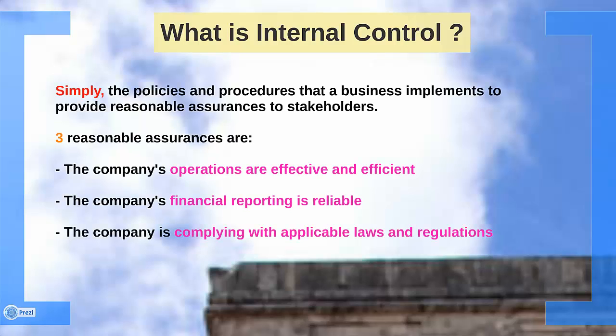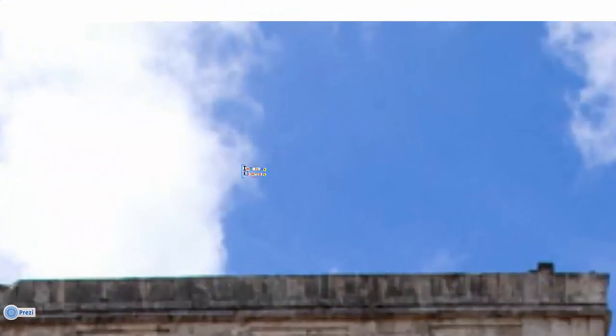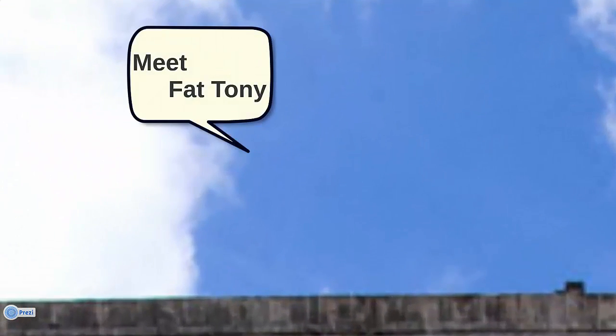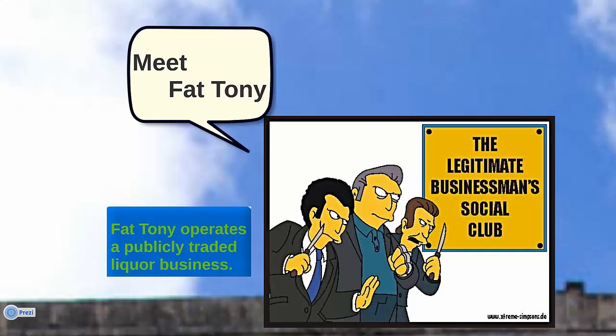Internal control is a system of policies and procedures that a business implements to provide reasonable assurances that: 1. The company's operations are effective and efficient, 2. The company's financial reporting is reliable, and 3. The company is complying with applicable laws and regulations. Now, let's look at the process of implementing effective internal controls through the example of Fat Donny's liquor business.